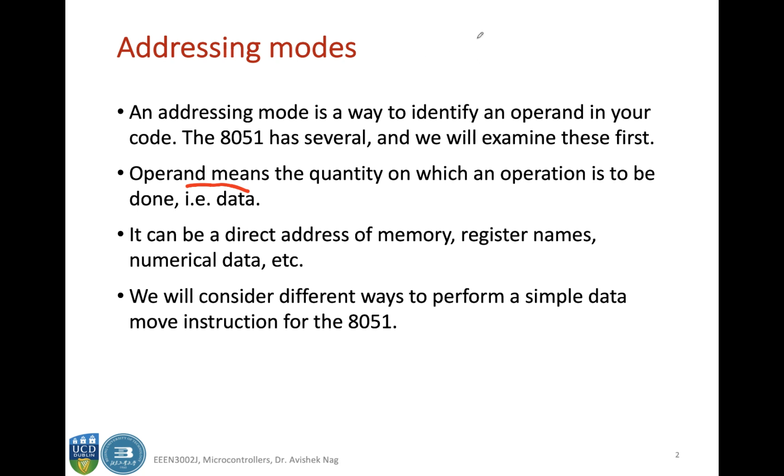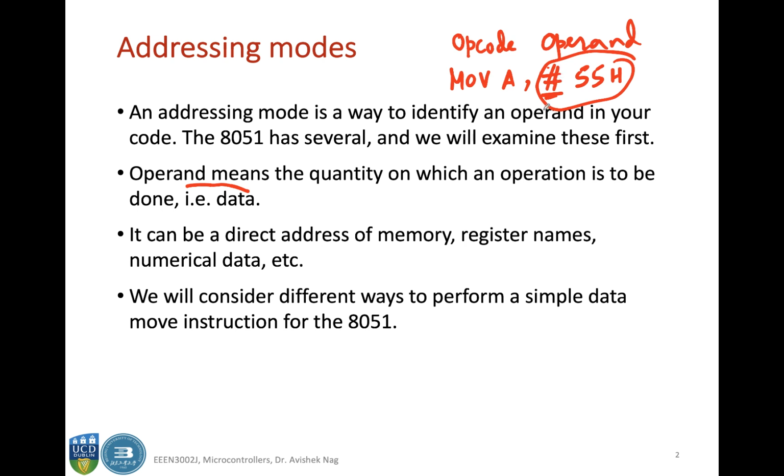So earlier you saw that the basic format of any 8051 assembly language instruction is an opcode followed by an operand. An example of an opcode is, let's say, move something to your accumulator, and then this is your operand. You are moving the hex data 55H, denoted by this symbol here. So this part is your operand, and we are going to cover addressing modes in this lecture. This is an example of one of the addressing modes, and you will know very shortly that this is called direct addressing mode, because the data is directly moved to the accumulator.